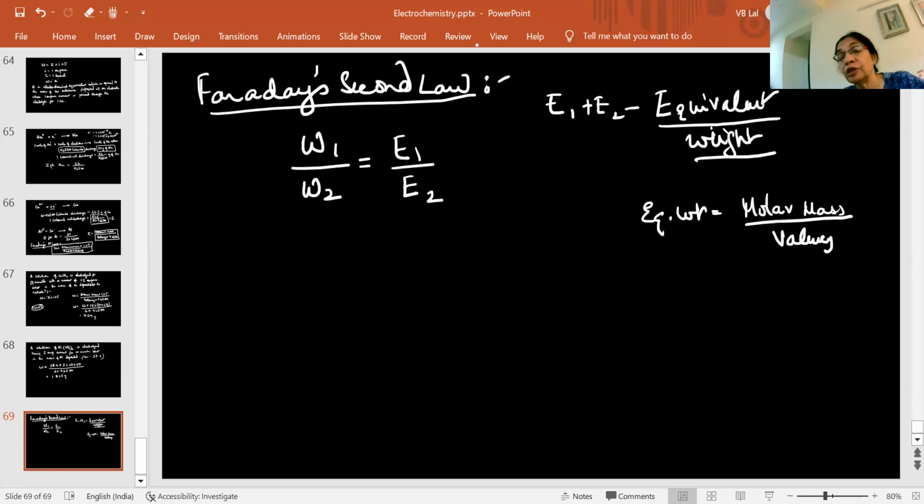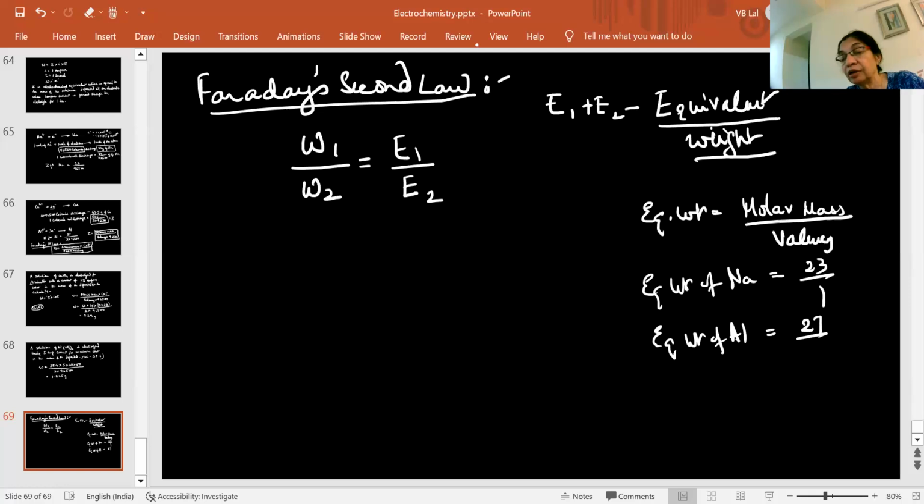So the equivalent weight of, for example, sodium will be equal to what? 23 by 1. So it is the same as the molar mass. Supposing you have to find the equivalent weight of aluminium, what will it be equal to? 27 divided by 3, that is equal to 9. The equivalent weight of copper will be equal to 63.5 divided by 2. Why? Because the valency of copper is 2. So depending on the charge or number of electrons that will be required to discharge that substance, that will help you to find the equivalent weight.